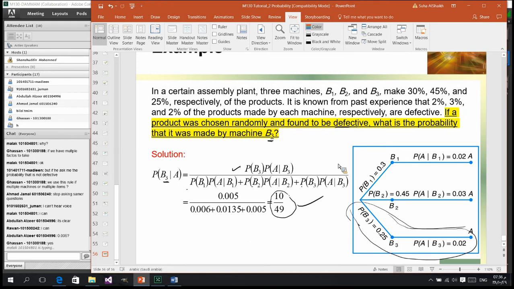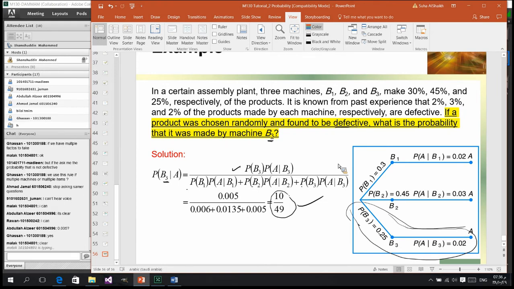So the two theorems that we have, their application is clear, because it's always going to be something like this. You must have a partition, I have 3 machines producing the product here, so it's clear that he wants me to apply that rule.